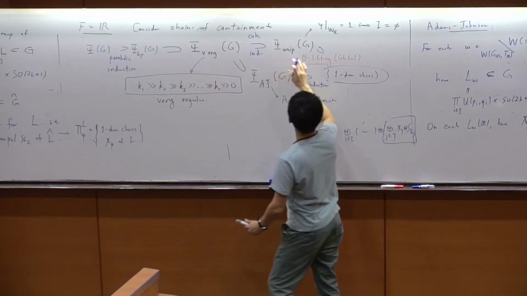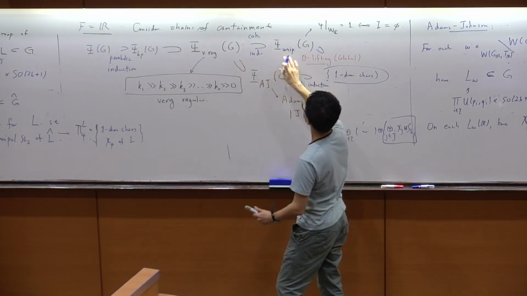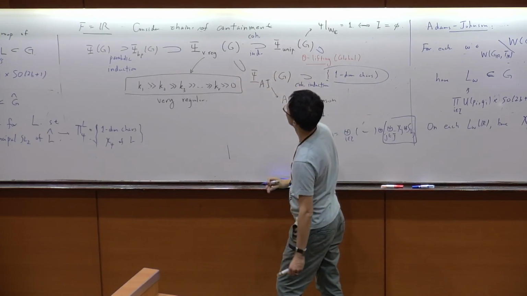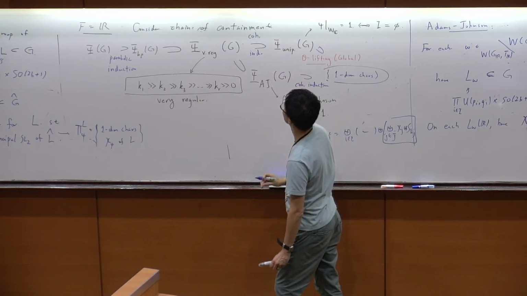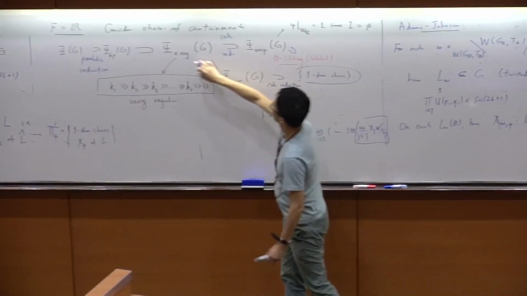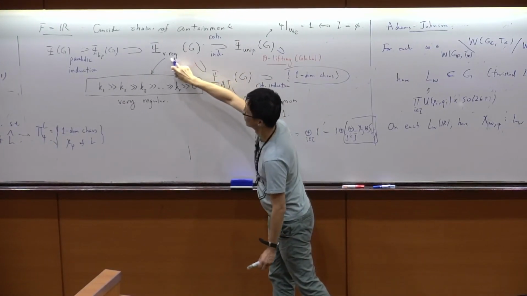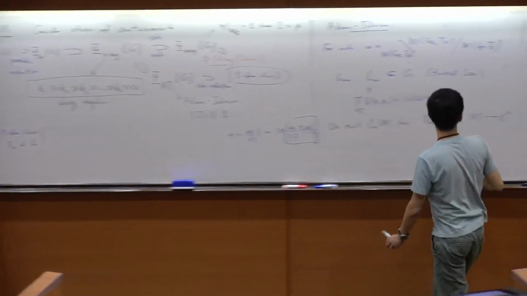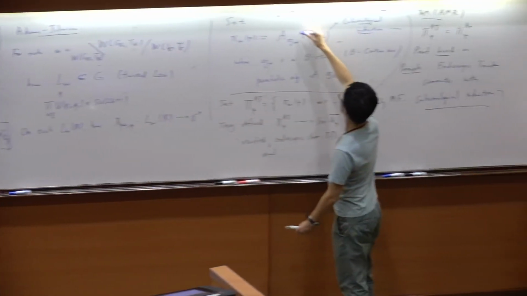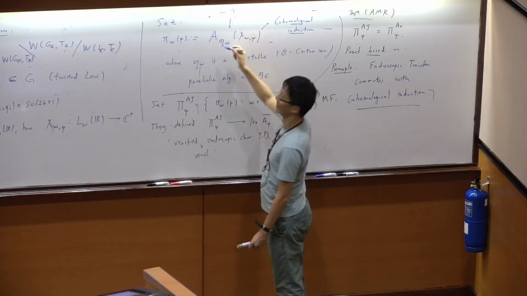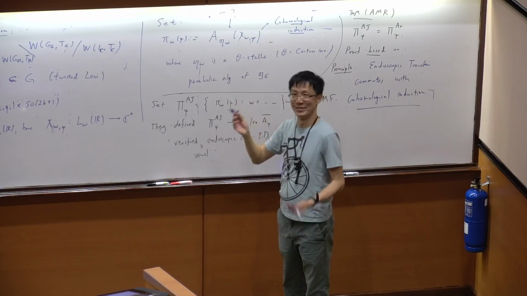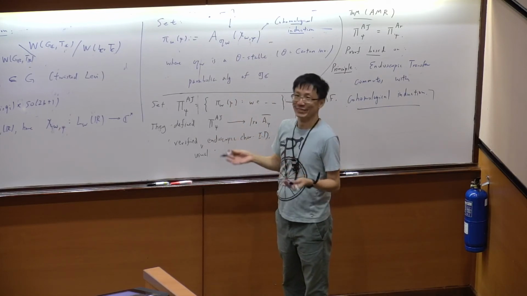So again, you see that everything here are multiplicity free. By the way, you can only go to very regular. The reason is because you need to know what you get. What do we know about this guy? I mean, is it irreducible? Is it unitary? Is it whatever, right?